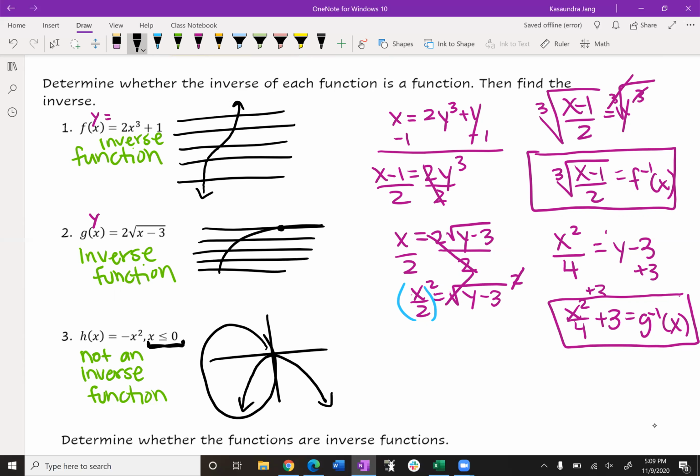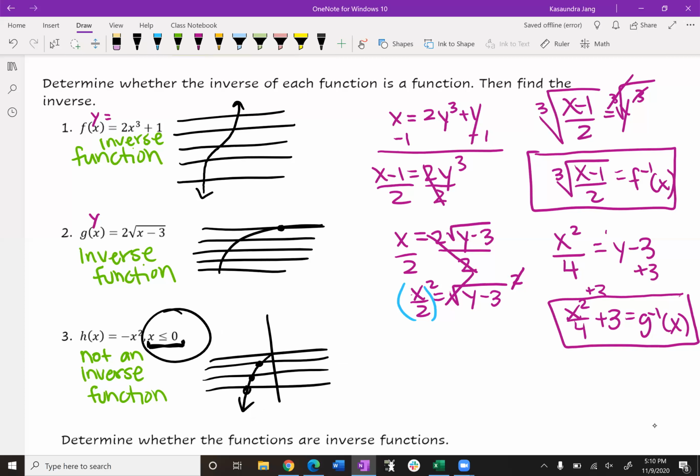If I'm just considering that half of my graph, these horizontal lines hit these negatives only once. If it was looking at the other side, it would hit more than once. But I think this is what we looked at in our notes yesterday. I'm considering half of this graph, and my horizontal lines hit only once on that part. So that restriction actually makes it an inverse function. So I'm going to erase this. This one is an inverse function. Okay, so that means we'll have to have a restriction on the inverse.